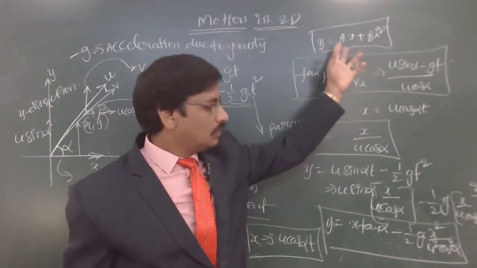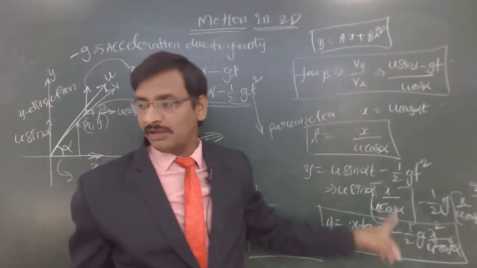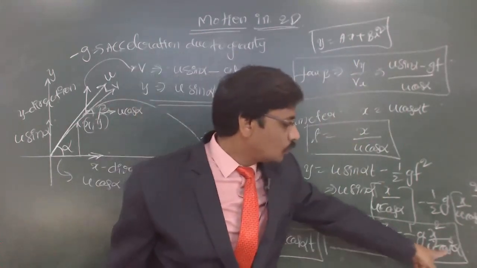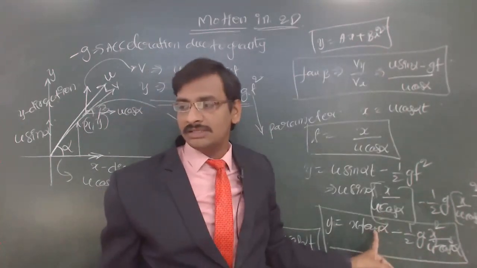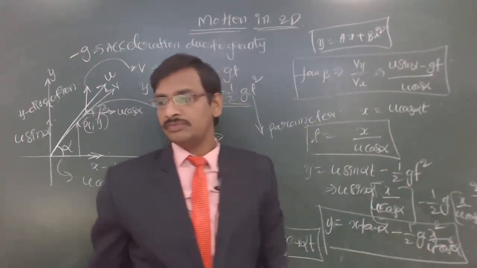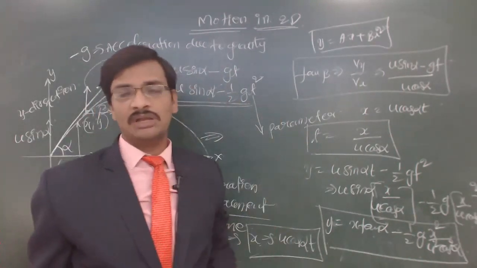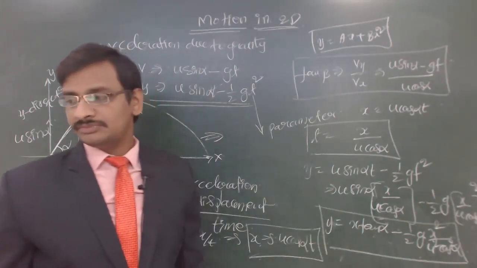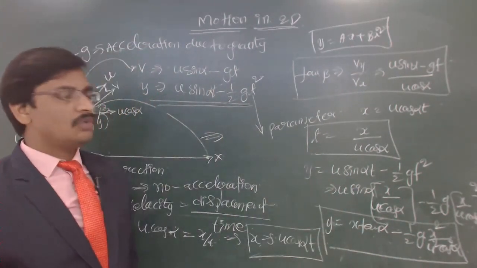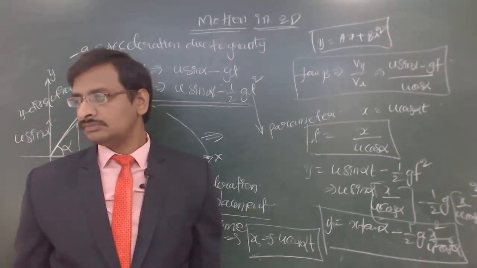Got it? So in this particular format, tan alpha is in the place of a, and g by 2 u square cos square alpha in the place of b, except that there is x and there is x square. So this way you get the relation between x and y, which we say is going to be a parabola. Got it? Understood how we brought the relation of the projectile? Any questions on this?